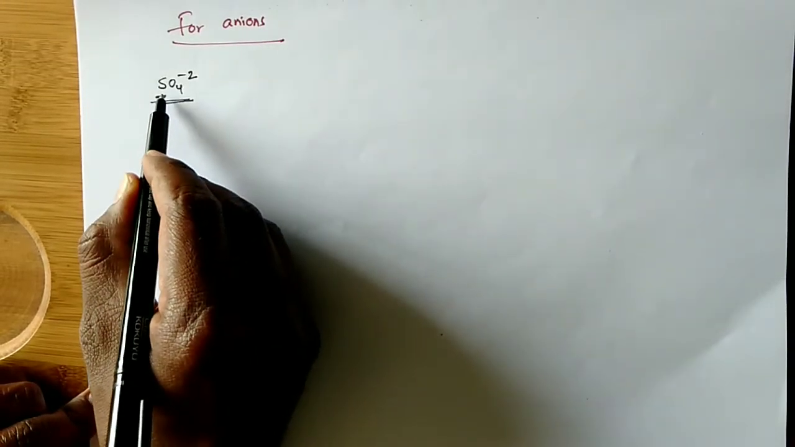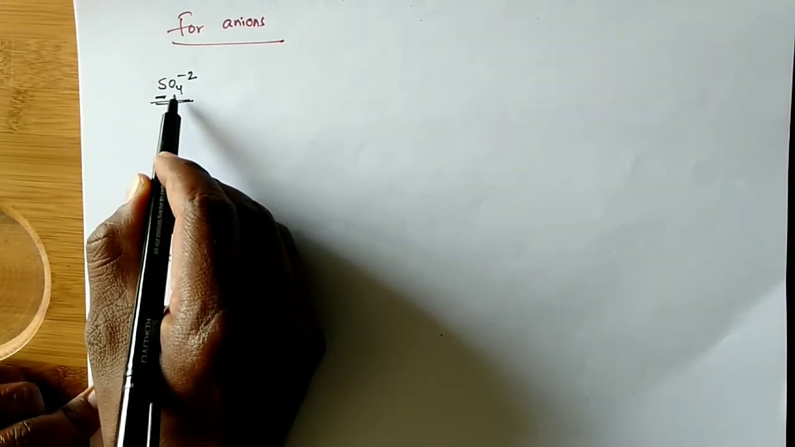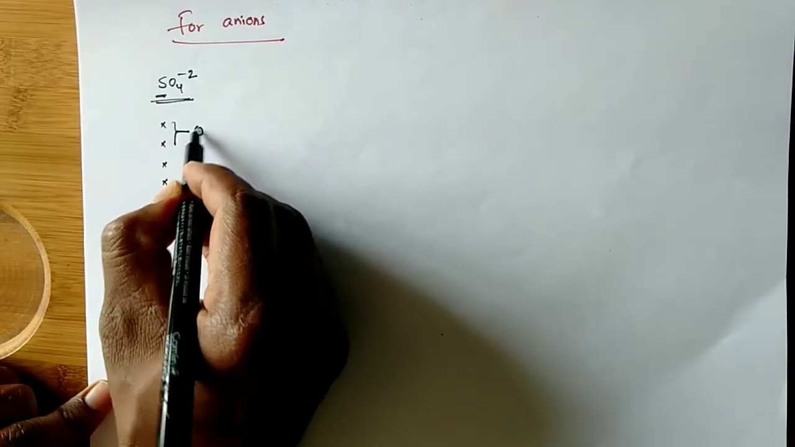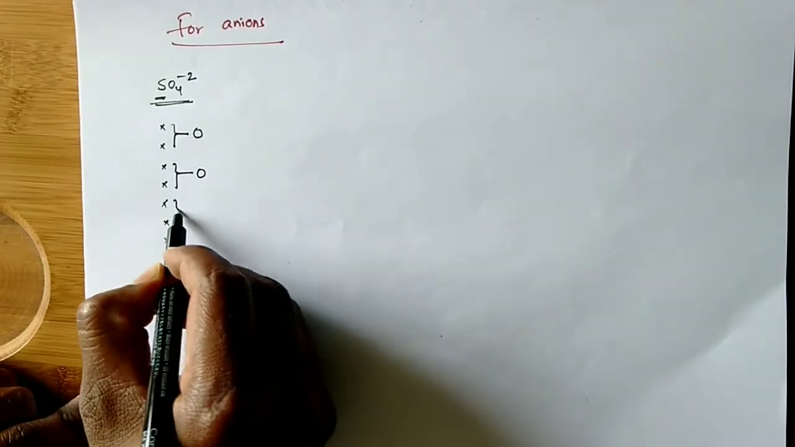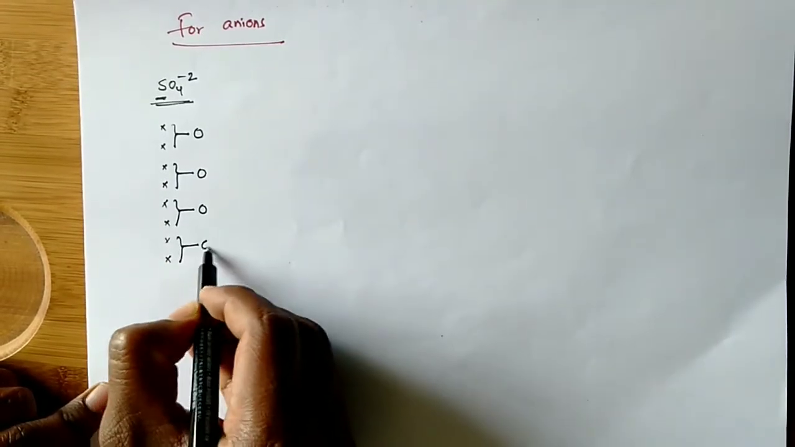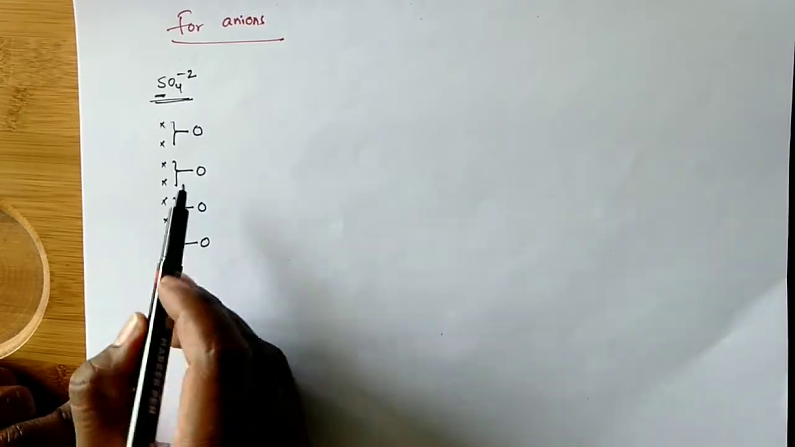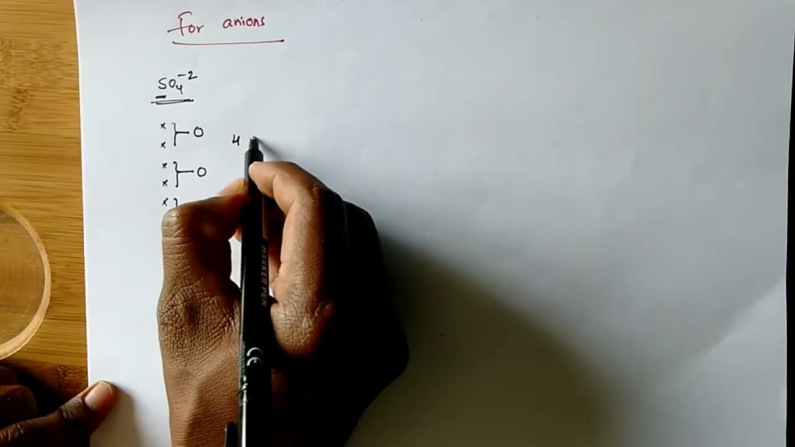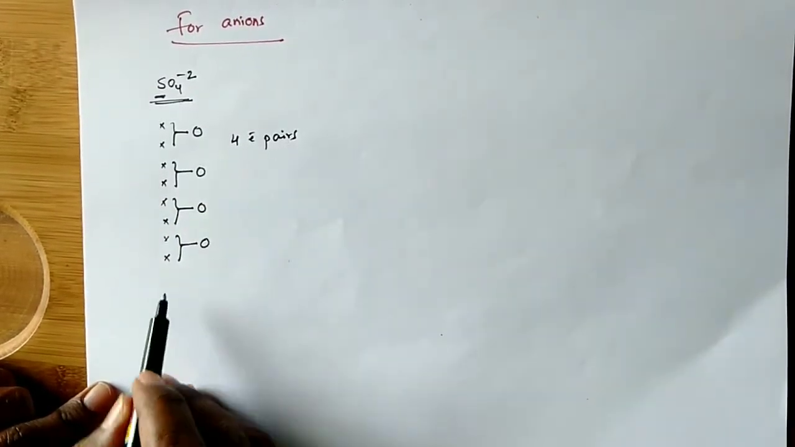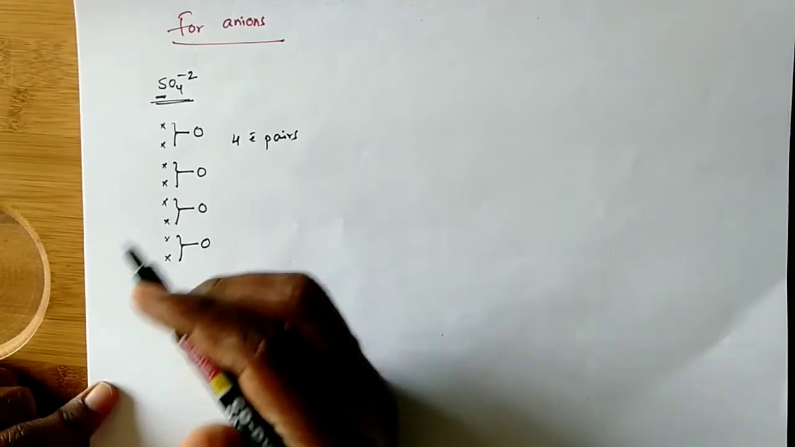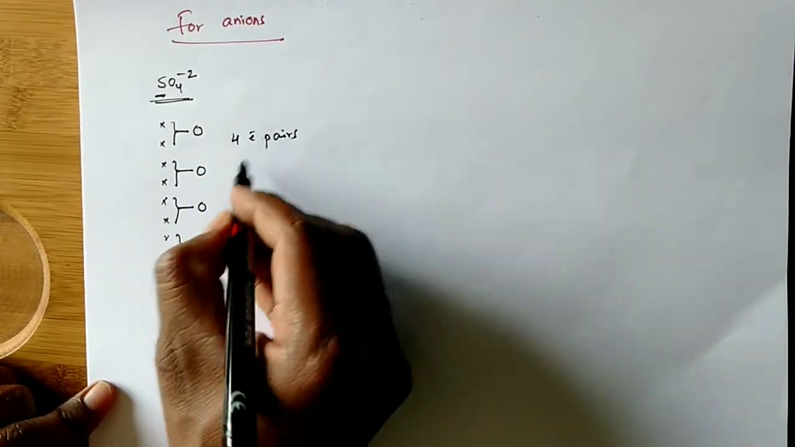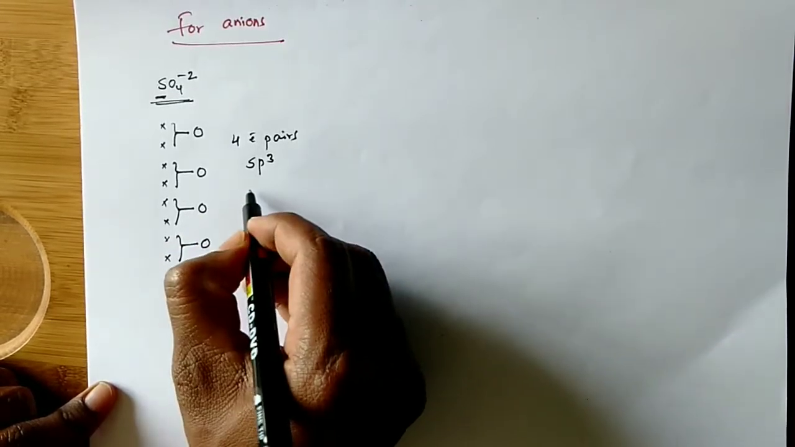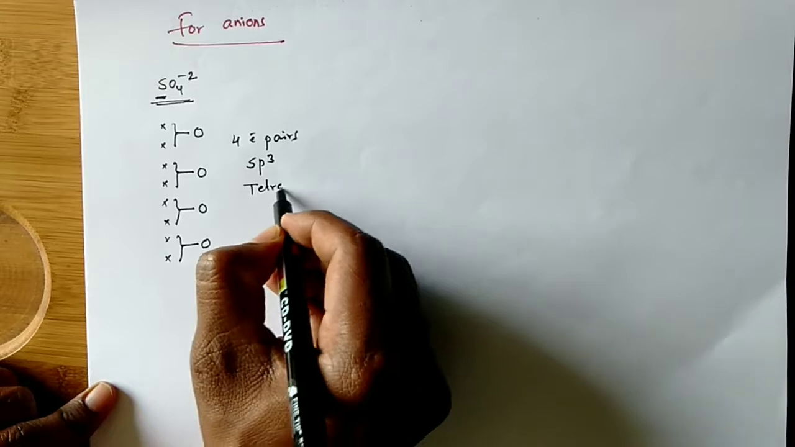Now around this sulfur, the surrounding atoms are oxygen atoms. The valency of oxygen, how much? 2. So it takes 2 electrons for bond formation. So each oxygen takes 2 electrons for bond formation, and total 4 oxygens are there. How many bond pairs, meaning electron pairs, are there? Total 4 electron pairs, no lone pairs. With 4 electron pairs, the hybridization is sp3, and the structure is tetrahedral.